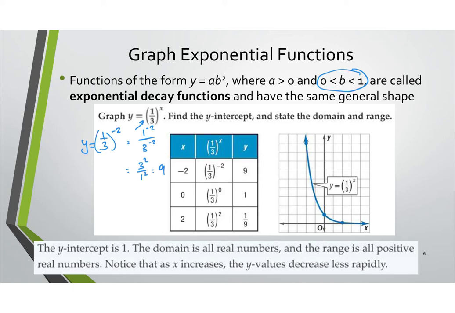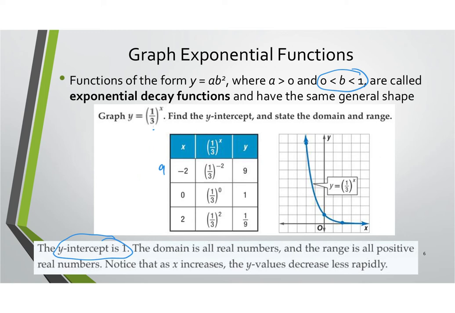A couple things to notice. Notice the y-intercept is still 1. Okay, it hasn't really moved, it hasn't transformed or changed. It's just b to the x. That's all it is. Whenever you have a b to the x graph, it's going to go through 1. Now, this is when a is positive.